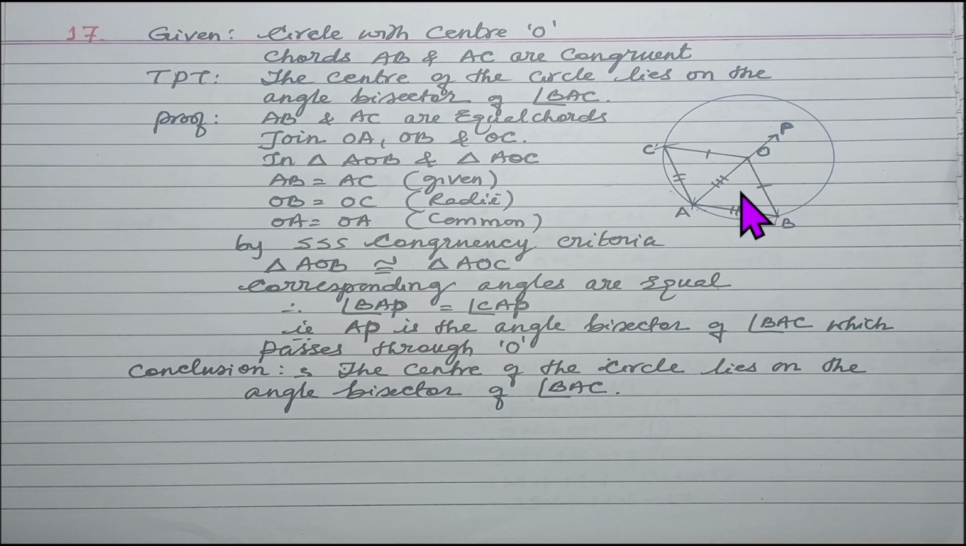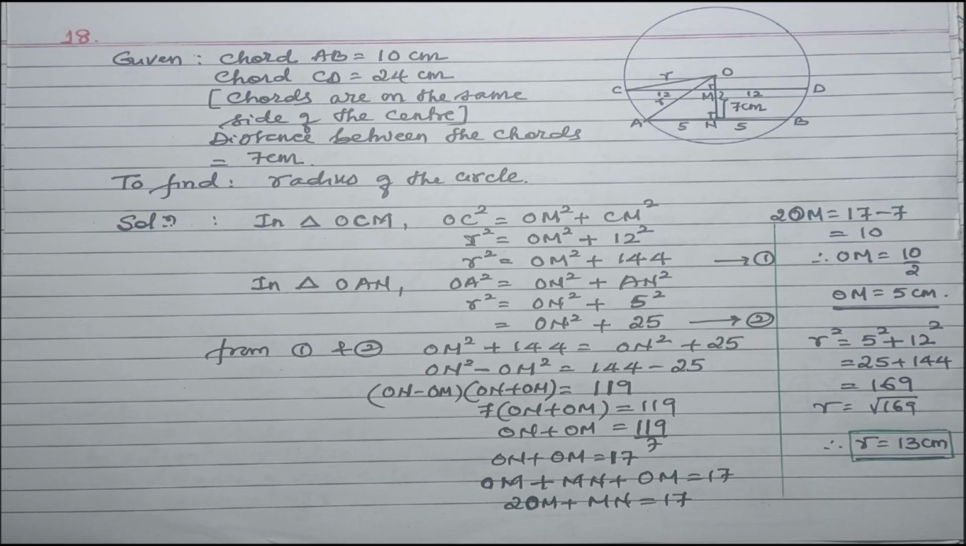If two triangles are congruent, then corresponding angles are equal. That means angle BAP is equal to angle CAP. So we have got angle CAP and BAP equal. That means AP is the angle bisector of angle BAC. Now the angle bisector AP passes through the center O of the circle. That means the conclusion is the center of the circle lies on the angle bisector of angle BAC. So that is the proof of this particular example.